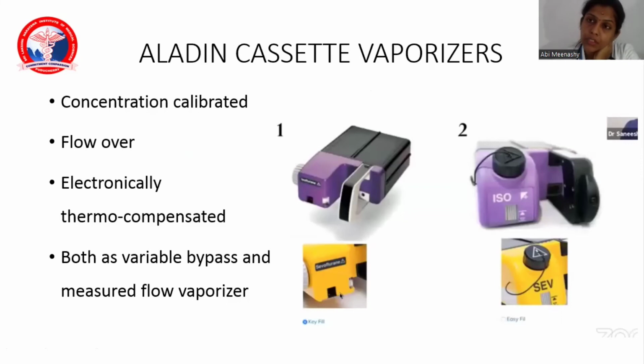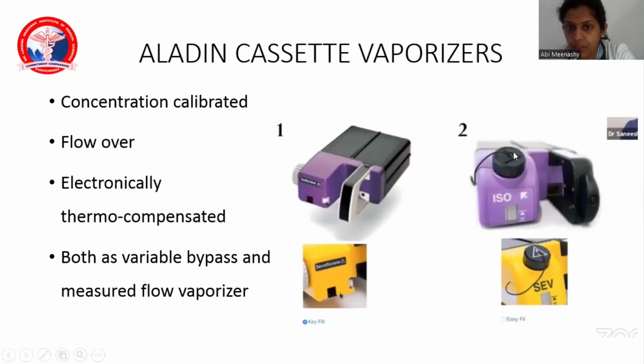Variable bypass, what will happen? The fresh gas flow will go inside the vaporizer, inside the bypass chamber, inside the vaporizing chamber, and it will act as a normal variable bypass. Measured flow, a measured amount of your vapor will be injected into your fresh gas flow.